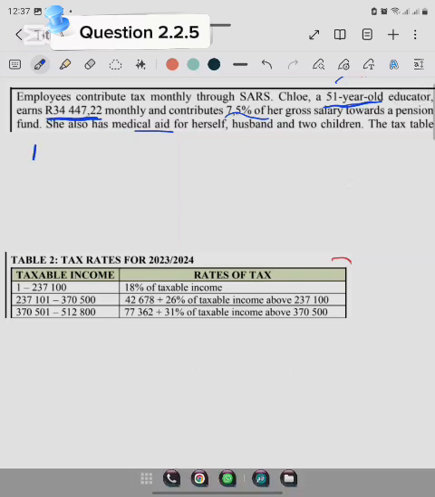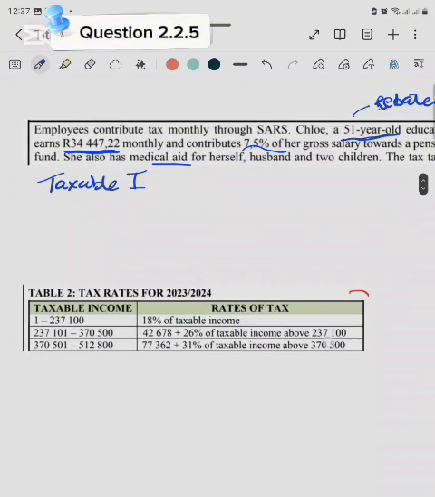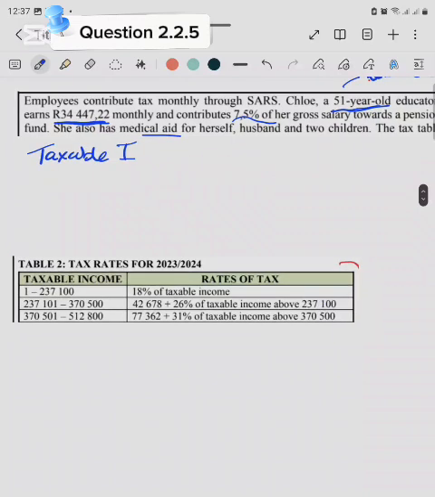And if you work on it, taxable income is always going to be coming from taking your gross salary and subtracting from your gross salary your pension, if you're contributing to a charity, and if there's something else that they tell us is non-taxable or is tax deductible. Now in this case, we know that she's paying towards a pension, and that is going to need to come off.